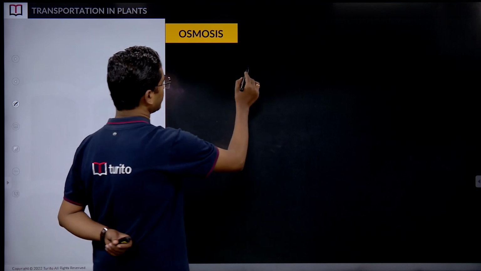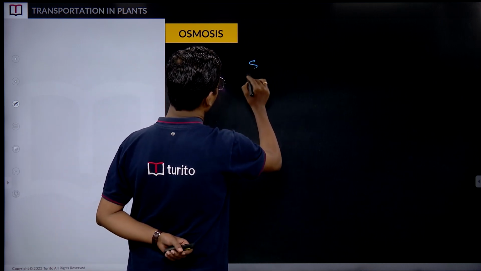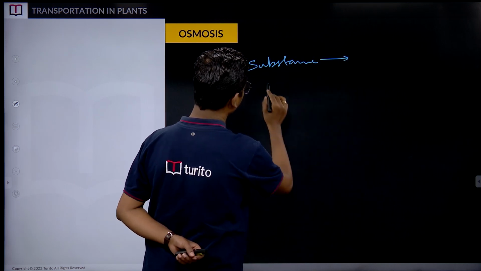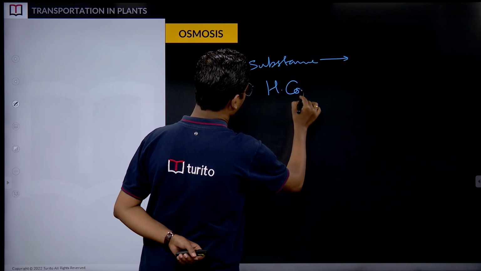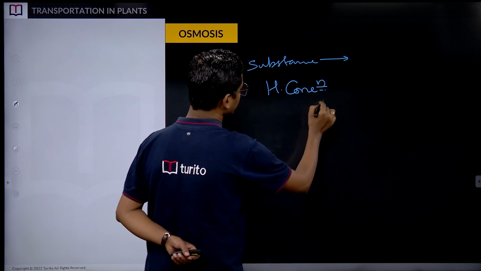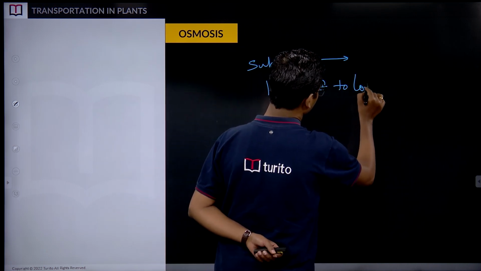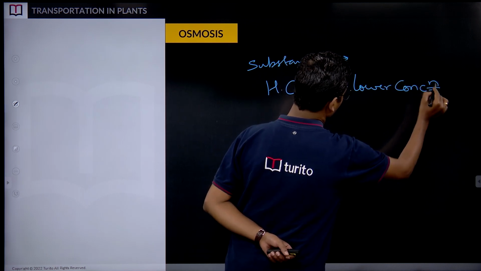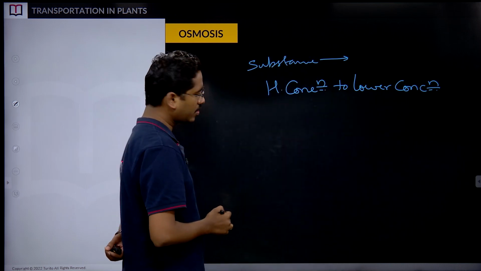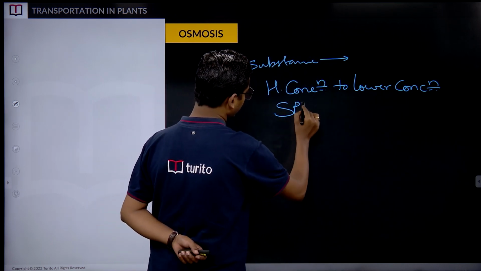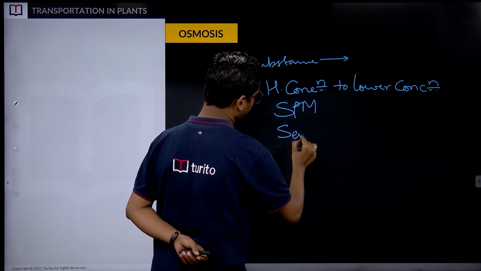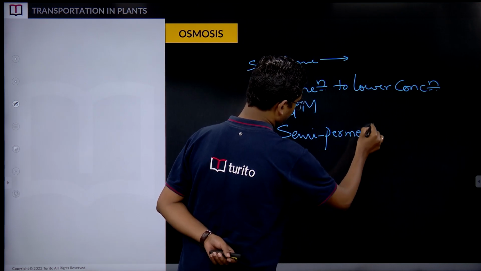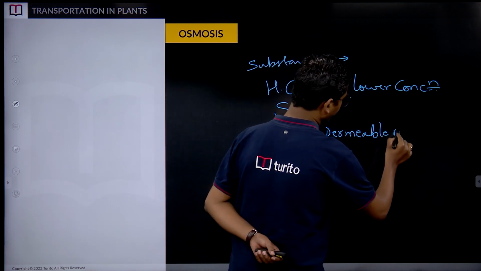Okay, I see some of you saying that movement of substance would move from the region of the higher concentration to the region of the lower concentration, and you say something special, that is SPM, that is semi permeable membrane.